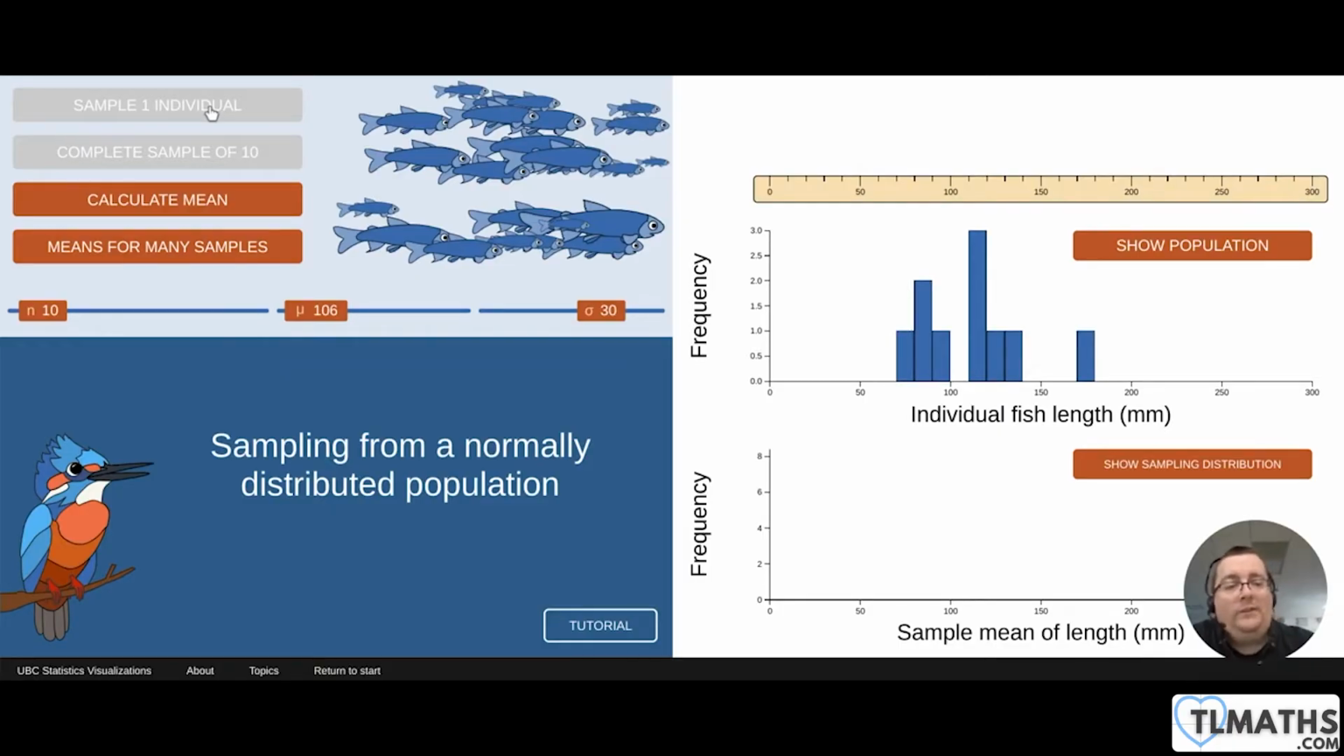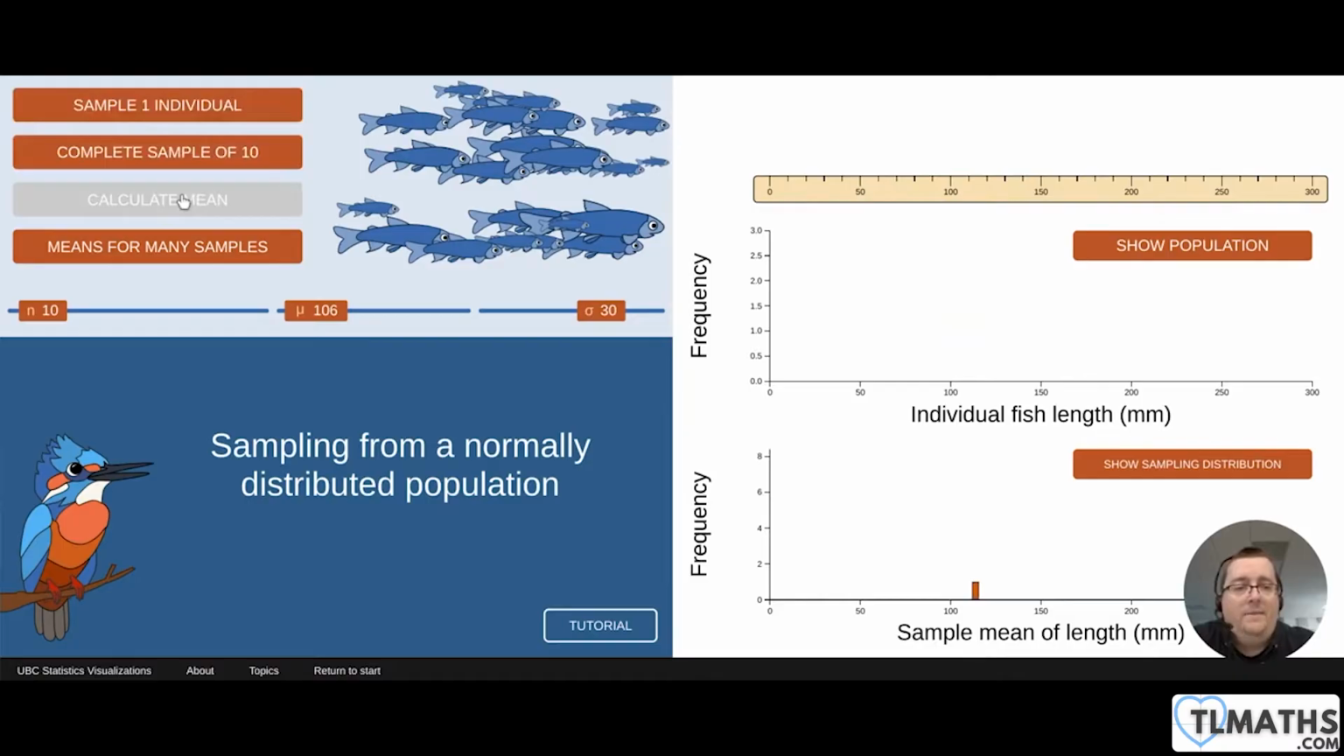Well, what we're going to do is we're then going to calculate the mean of my sample. So, I'm going to add up all those lengths and then divide by 10. Okay, and it's going to plot it on the graph below. So, what we're going to do is we're going to do this loads and loads and loads of times.